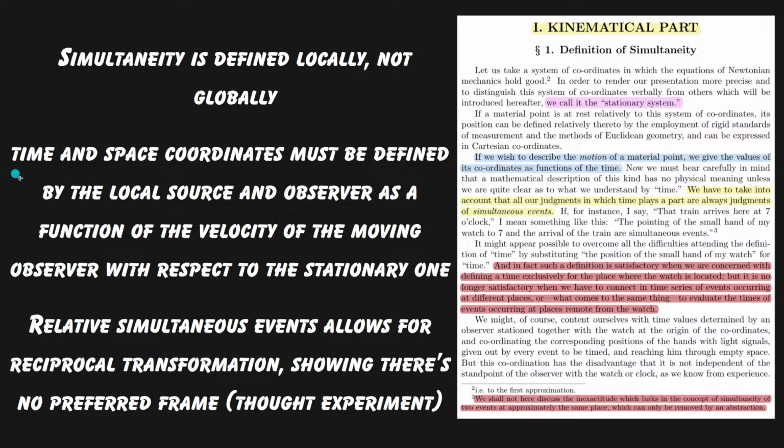And then, local coordinates have to be defined by the observer and the source, right? So that we're not going to use fictitious midpoints or anything like that. And then relative simultaneous events allow for reciprocal transformations. Okay, and then he gets into the thought experiment, which is the train experiment with the midpoint and the speed of light with respect to two events occurring simultaneously at either end of the train, and which will be perceived first. Now, obviously, the classic theory says that the event is simultaneous for both people, but as an apparent effect, it appears for the moving observer that the event didn't happen simultaneously.